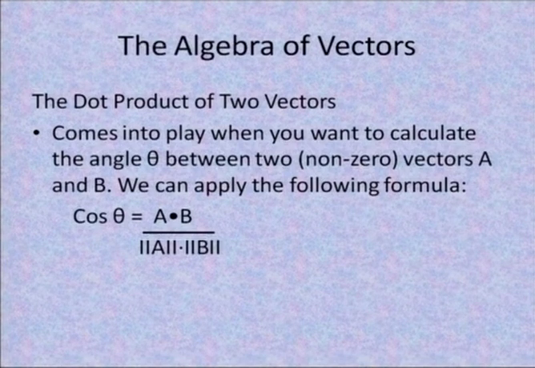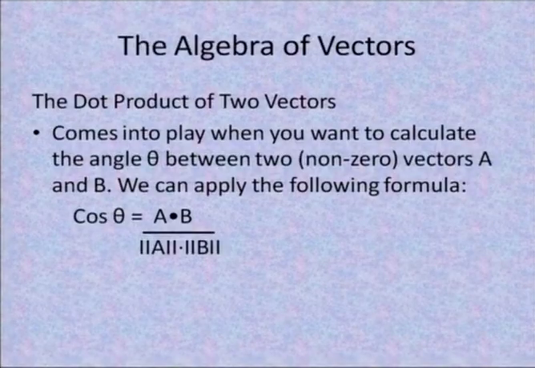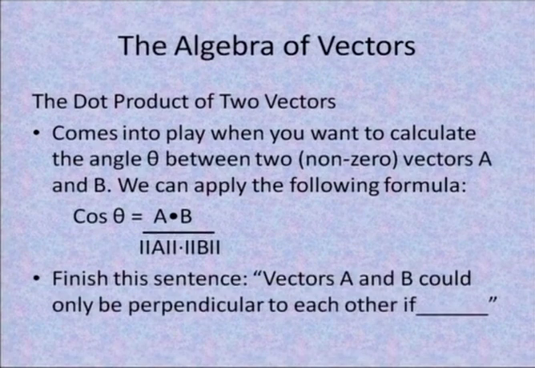Here is the very last step. But when we look at it, you can find the angle if you simply know the coordinates of the vectors, or the IJ form. Find the length of each one, find the dot product, plug the numbers in, and do inverse cosine. So I want you to finish this sentence. Vectors A and B could only be perpendicular to each other if.